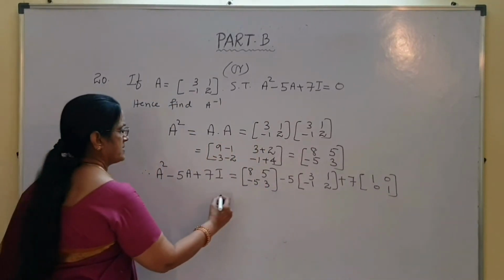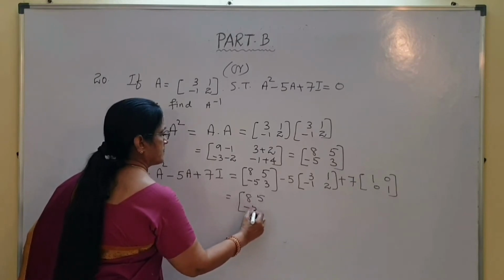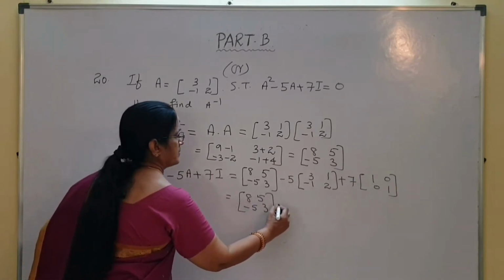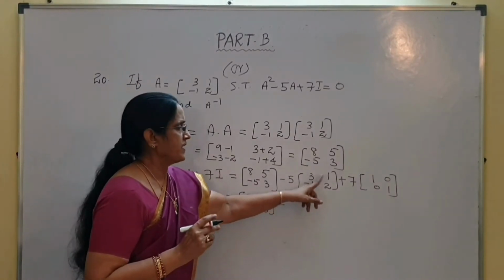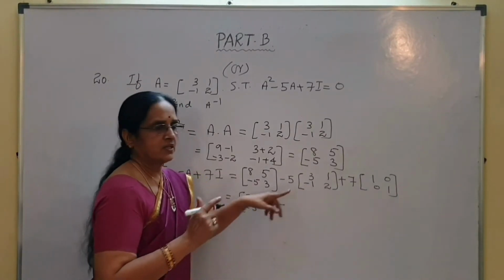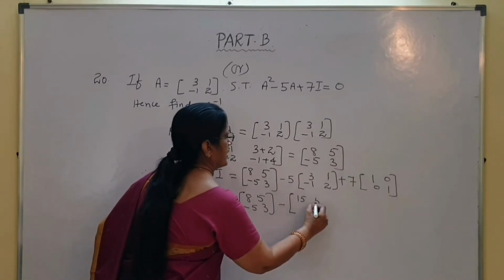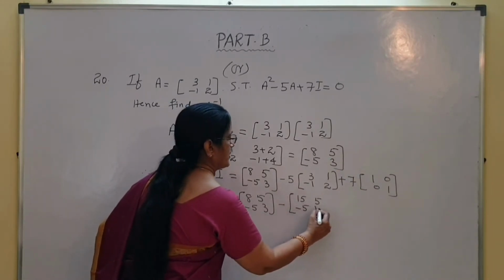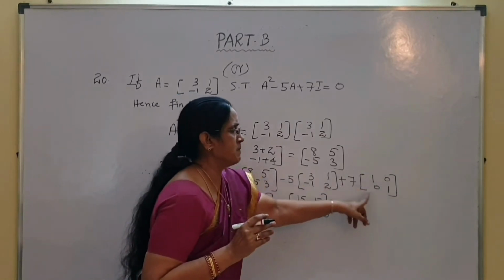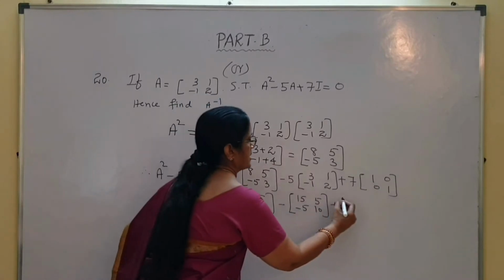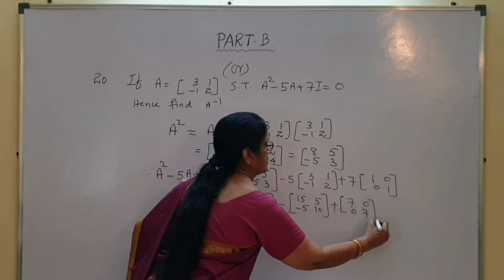Let us simplify this. 8, 5, minus 5, 3, minus scalar multiplication of the matrix. So, every element should be multiplied by 5. I will be getting 15, 5, minus 5, 10. Same is the case here. Every element should be multiplied by 7. I will get 7, 0, 0, 7.